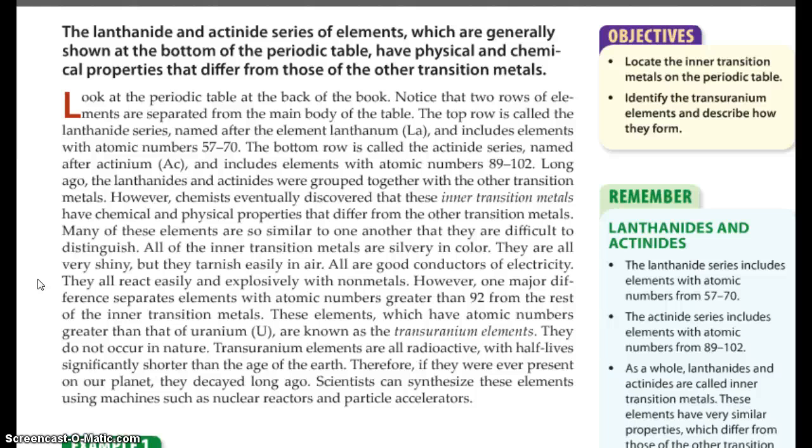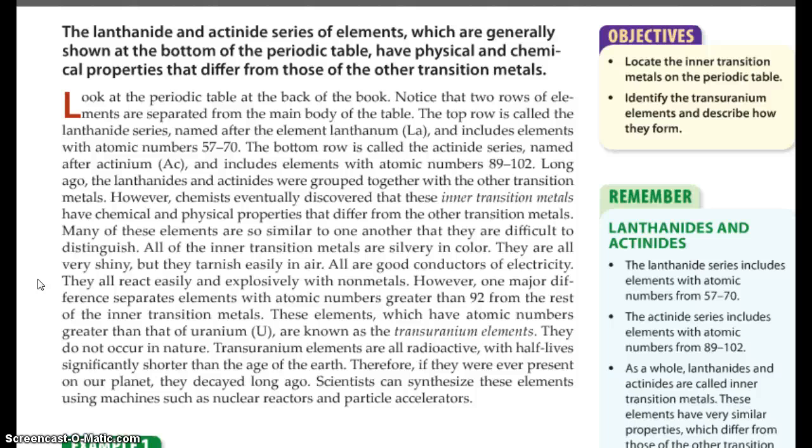However, one major difference separates elements with atomic numbers greater than 92 from the rest of the intertransition metals. These elements, which have atomic numbers greater than that of uranium, are known as the transuranium elements. They do not occur in nature.